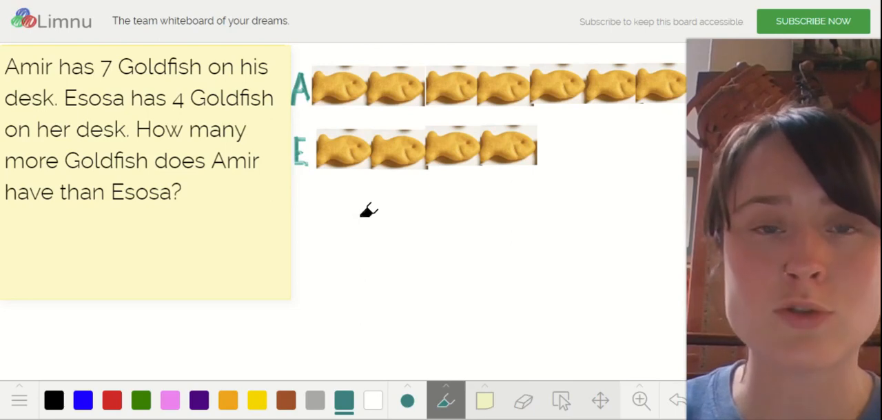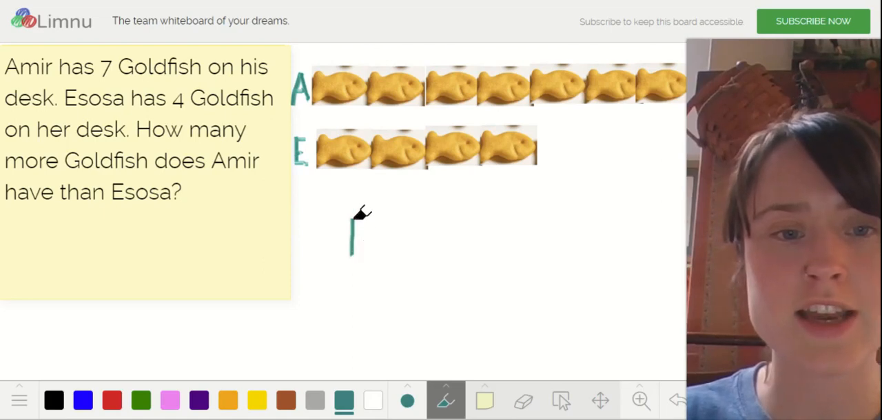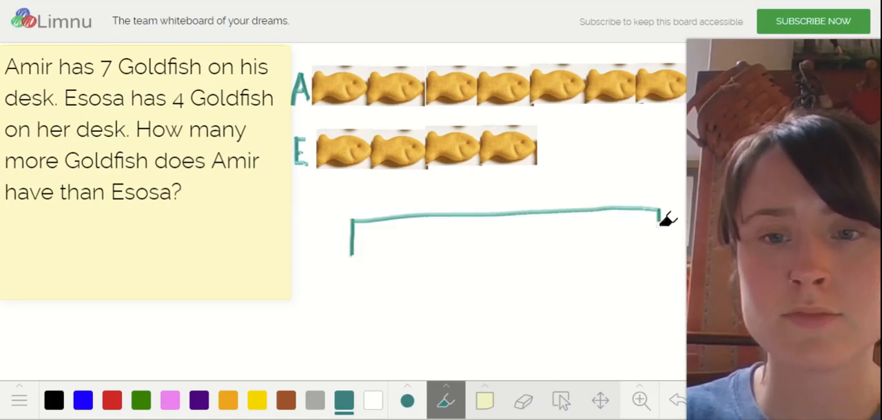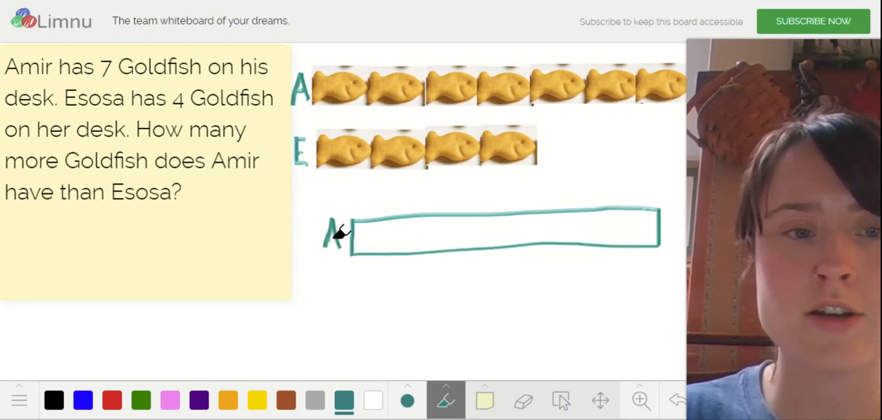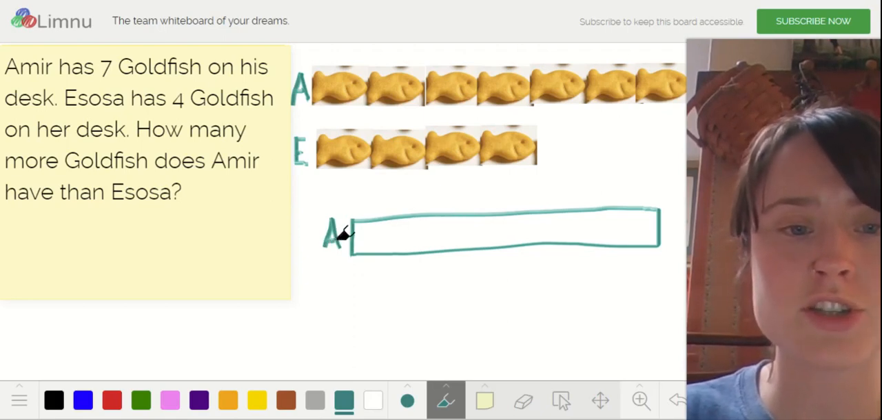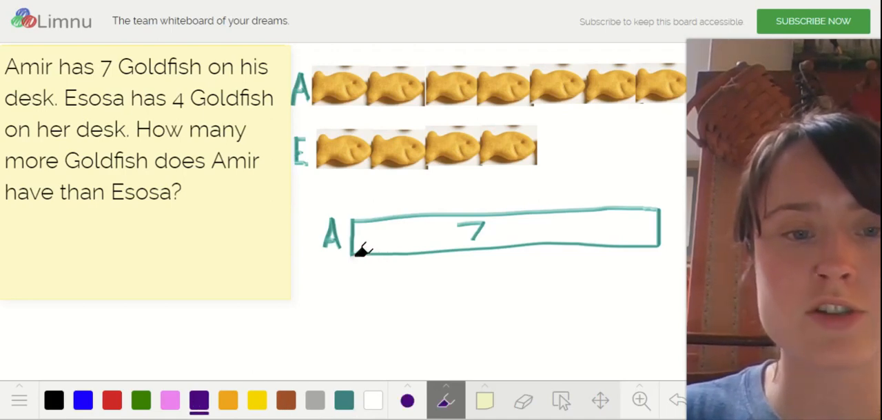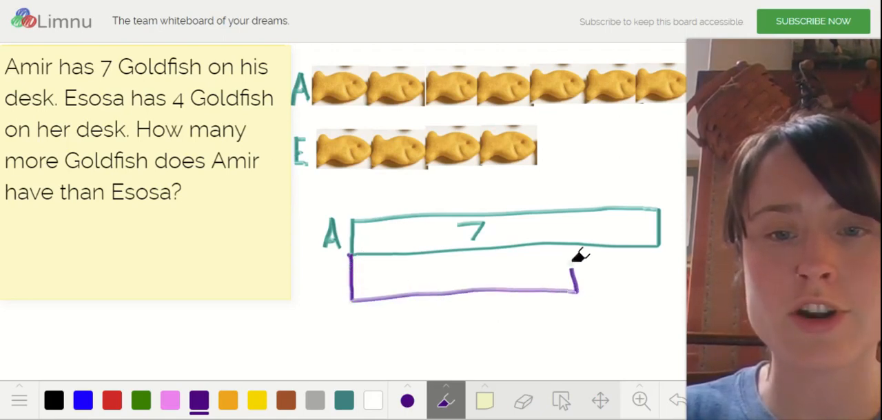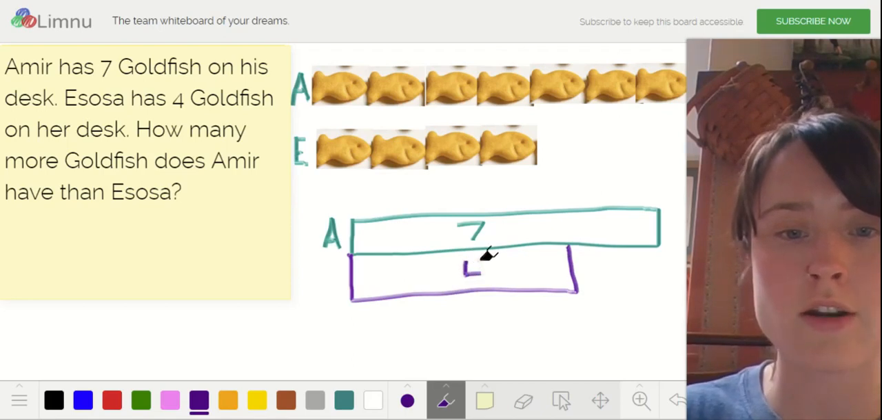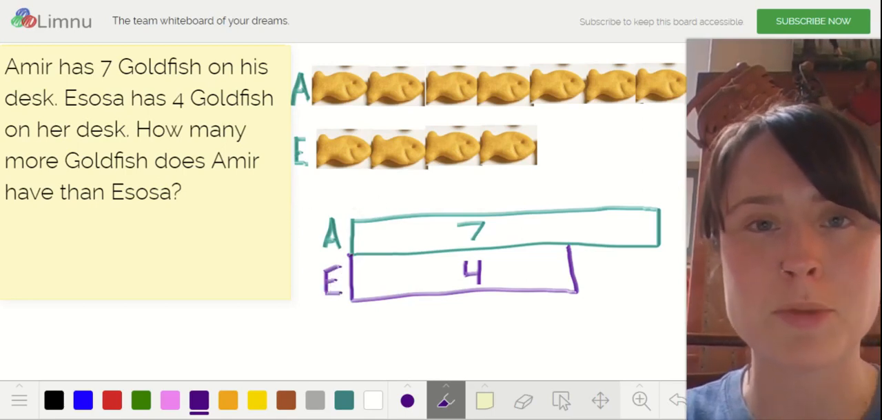Now, you might not have actual goldfish or be able to draw a picture like this, so you can set up a bar model. It would look like this. Amir's bar, we can label A for Amir, and instead of drawing 7 goldfish, we can just write the number 7. Then, right below Amir's bar, we can show a bar for Isosa's goldfish. Her bar is going to be a little bit shorter because she only has 4. Awesome. Take a moment to set that up in your workbook.